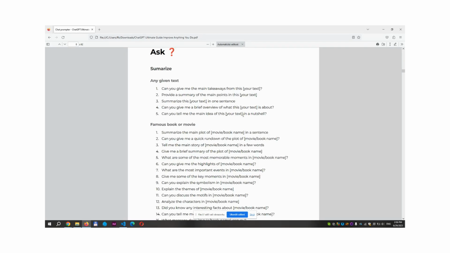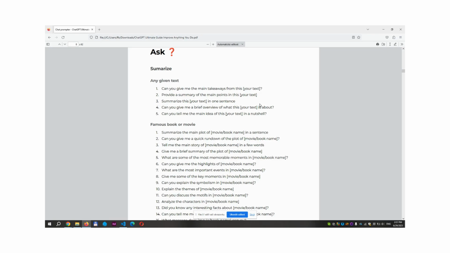Let's have a look. Like I said, let's start with the first one, which is ask, where I have a subcategory called summarize. Here we can already see the list of the prompts I have. I think this one is just an amazing learning tool, because first of all, you can take any famous book or movie or theater play or anything that has actually been written and recorded.